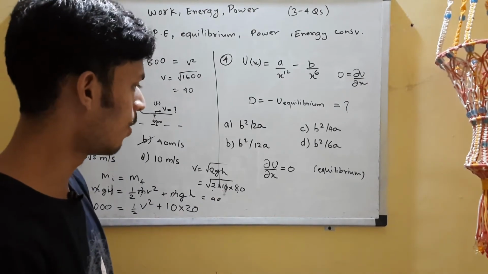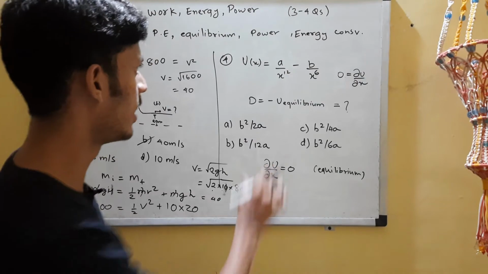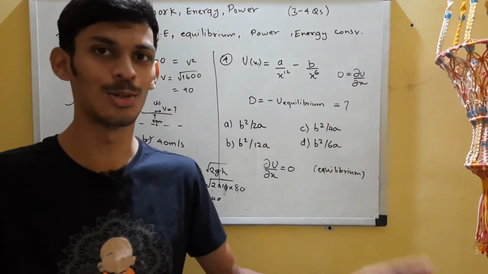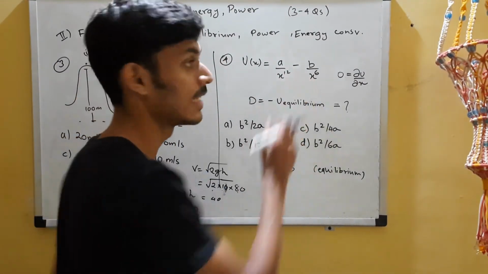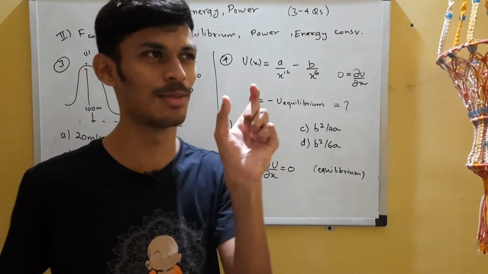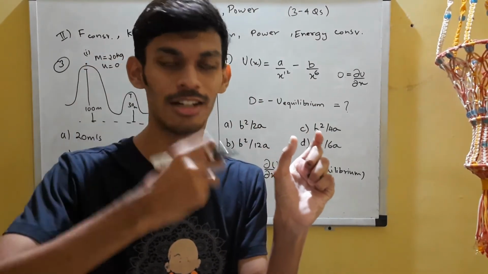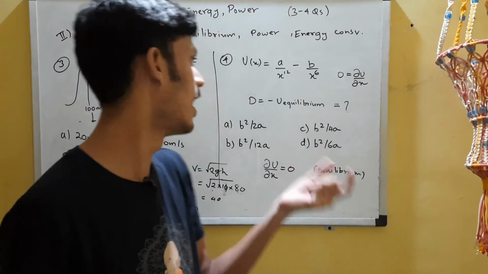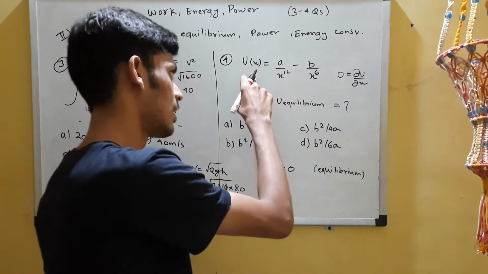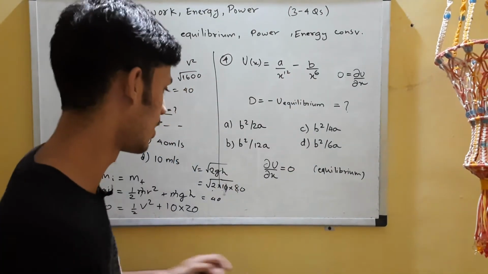Okay, yeah. So now what will you do? You'll just find the derivative of this and equate it to 0. Okay, and that will give you your x at equilibrium. So you'll find the position at which the equilibrium occurs, and that x you'll substitute in this equation and you'll get the answer. I know it sounds too much.